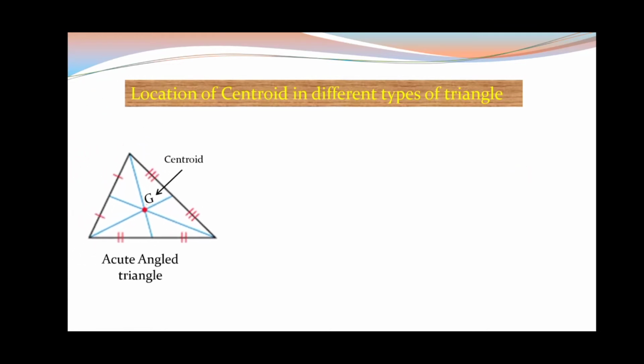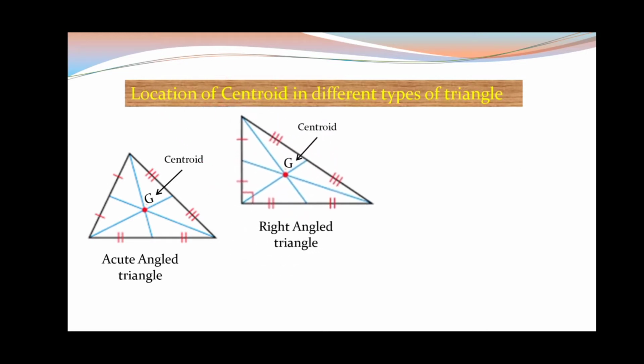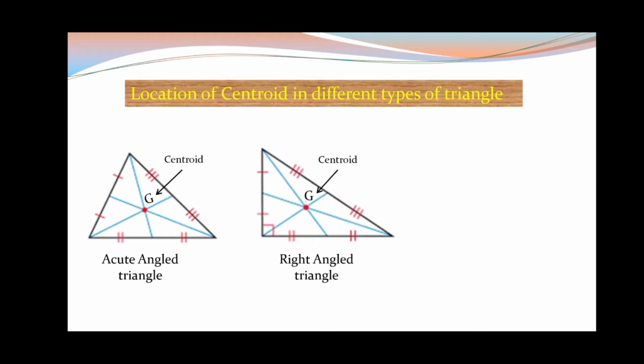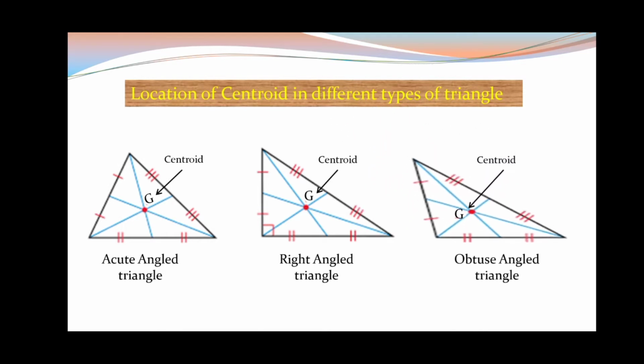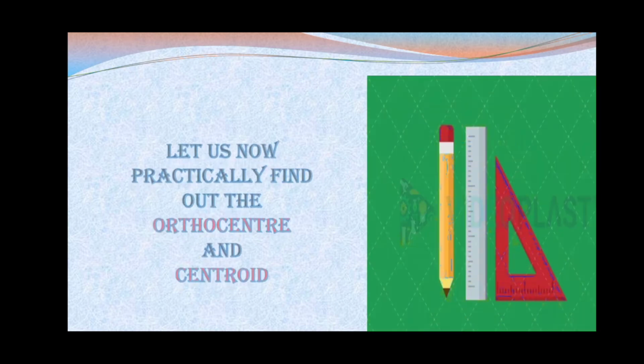Now we'll understand the location of centroid in different types of triangle. Centroid is located in the interior of an acute angle triangle. It is located in the interior of the right angle triangle, and it is located in the interior of the obtuse angle triangle. Let us now practically find out the orthocenter and centroid.